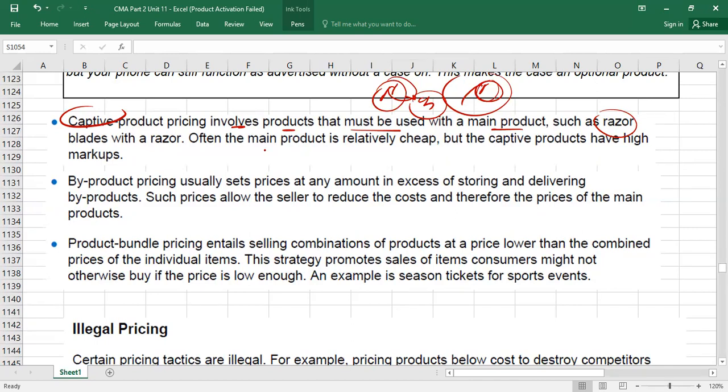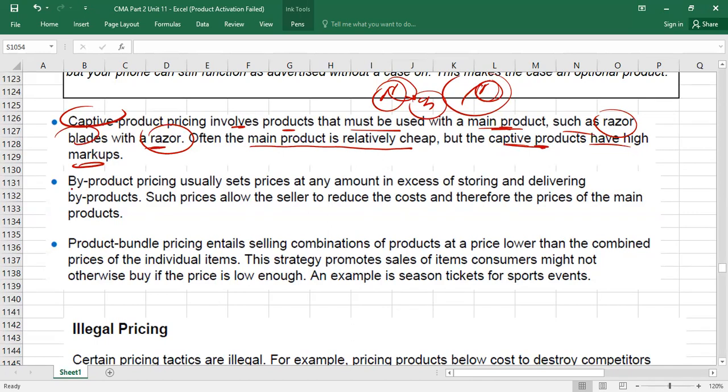So captive product pricing involves a product that must be used with the main product, such as razor blades with the razors. Often the main product is relatively cheap, as I told you, the razors initially will be cheaper, but the captive products, which are the blades, have high markups later on. So this is what is called captive product pricing. It is another, third strategy, and very close to the previous one, right?